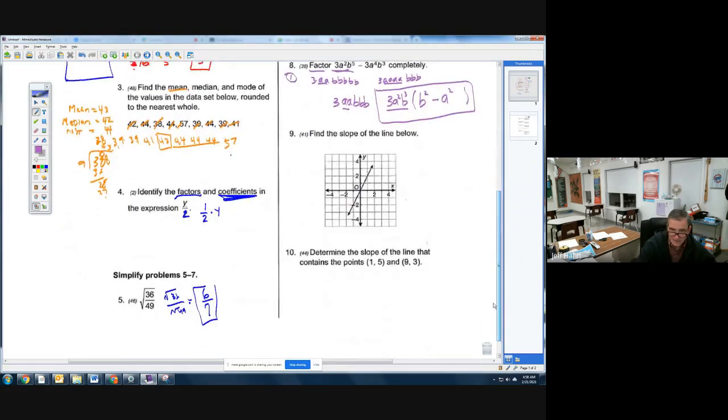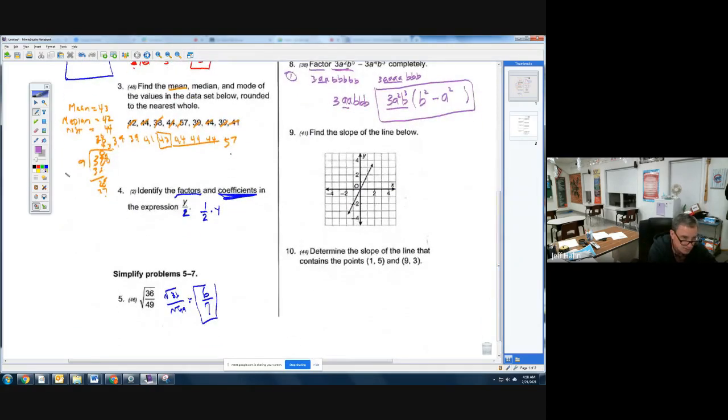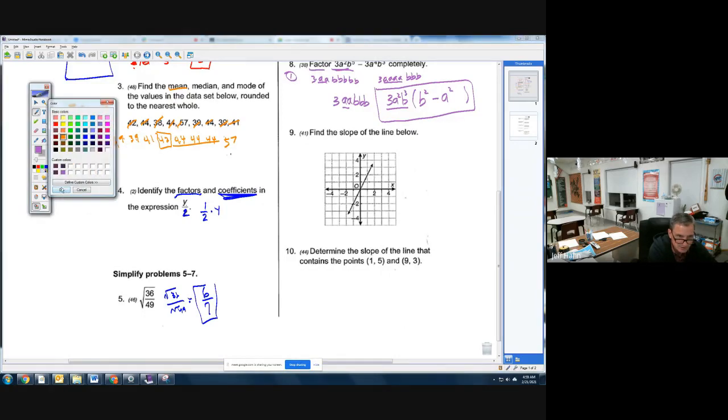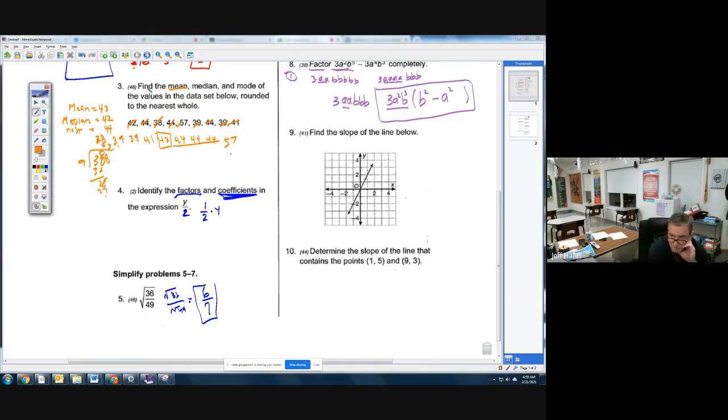Problem number 9 and 10. Oh, a couple slope problems. This really should be an easy test, by the way. I don't see too many issues with this. This, to me, is not super complicated.